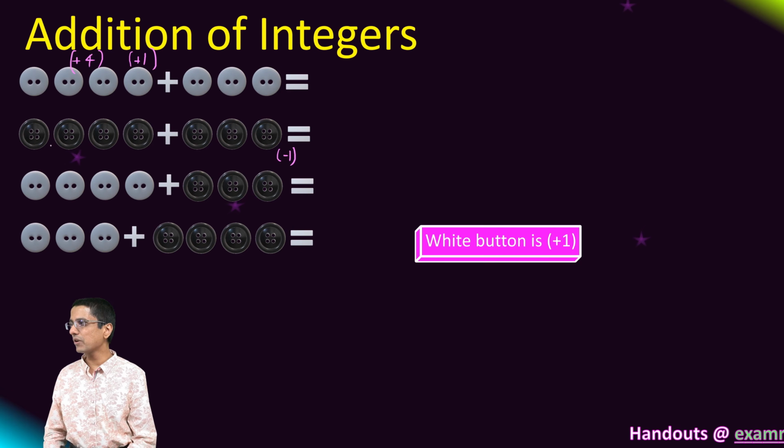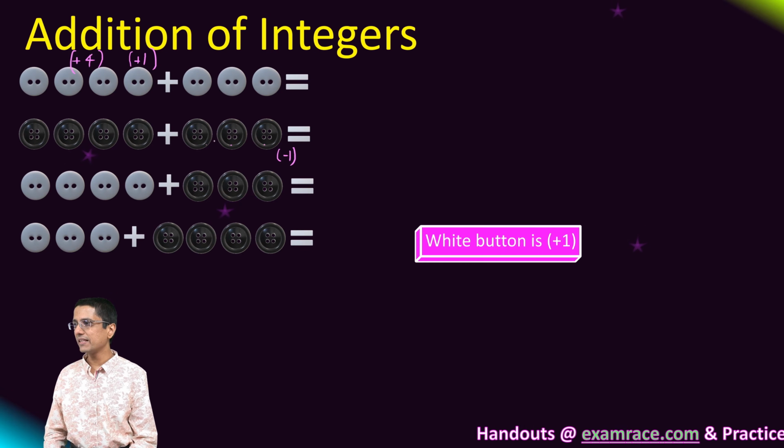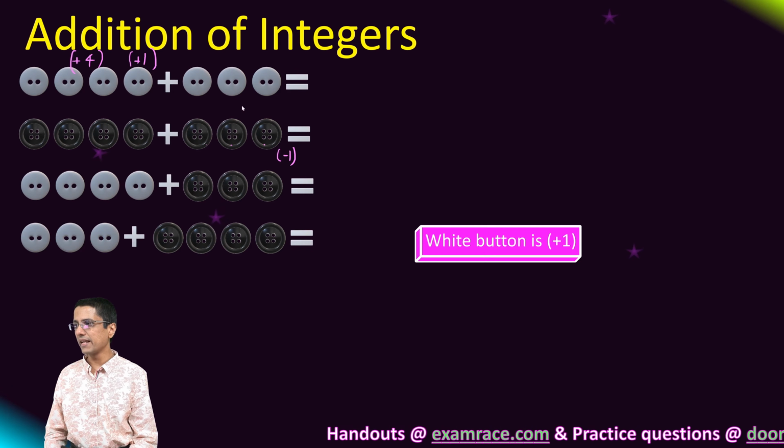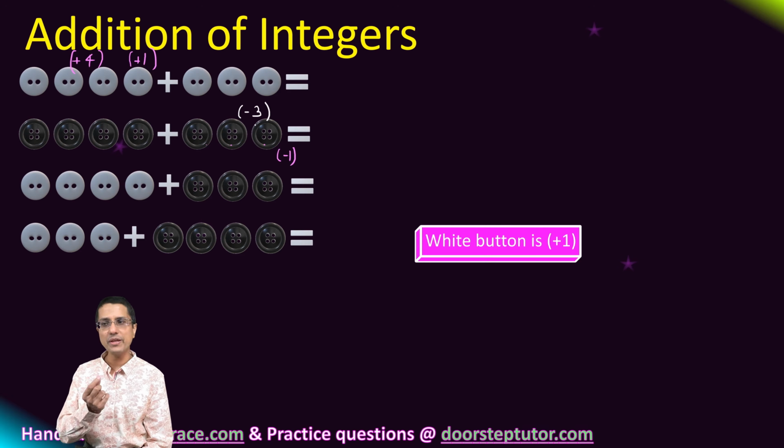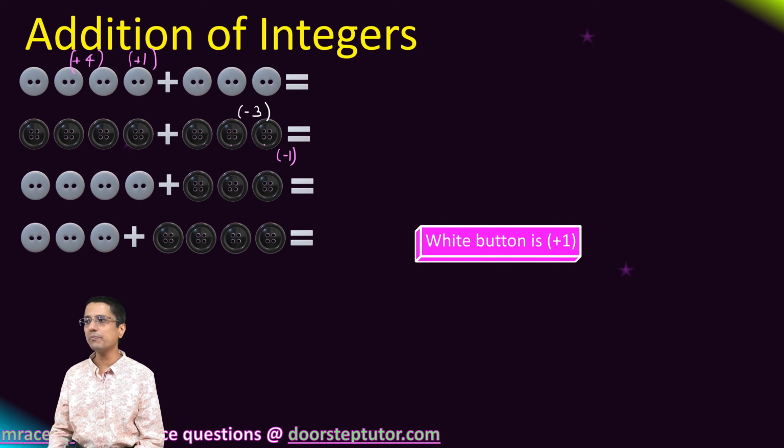And if I have a total of 3 black buttons, then this denotes a value of -3. 1, 2, 3, and of course each one of them is -1. So these are negative, so we put a negative sign to it.